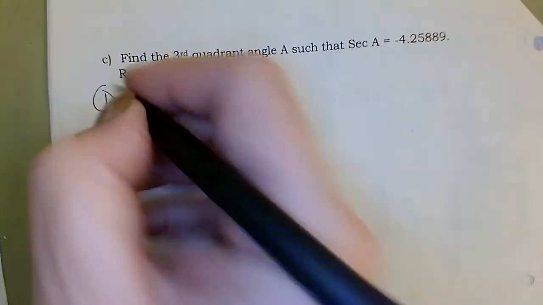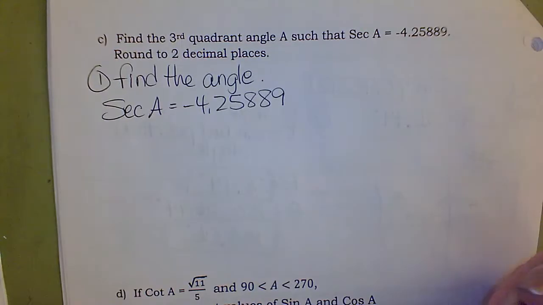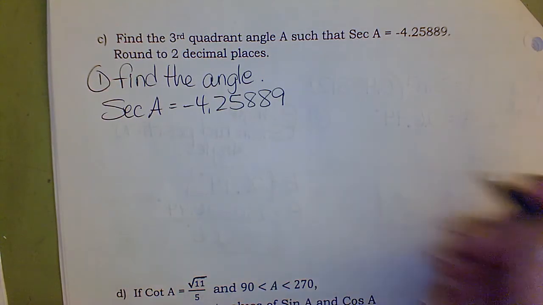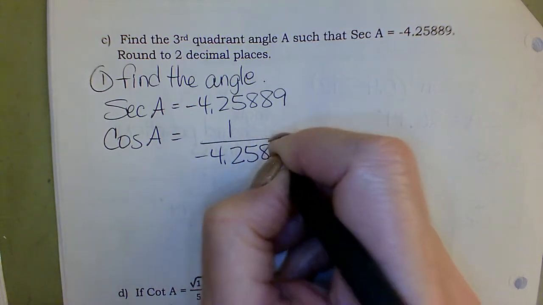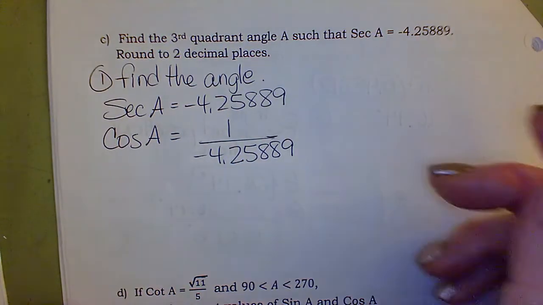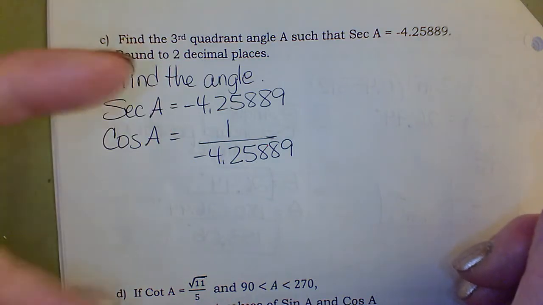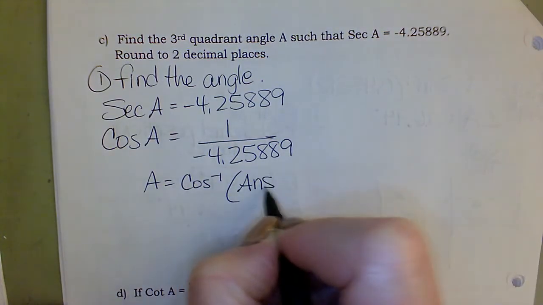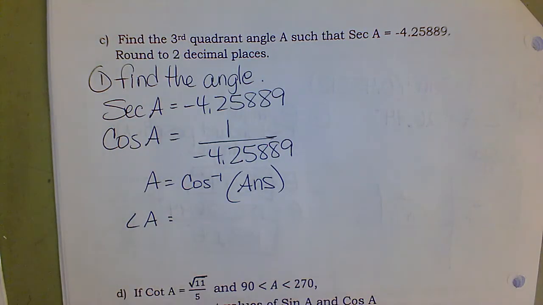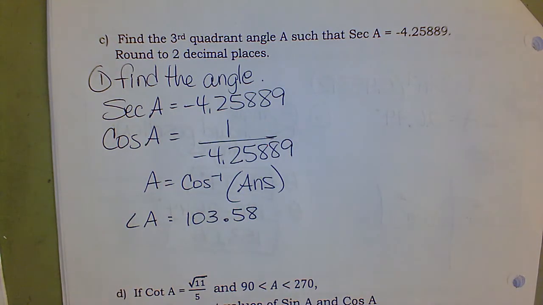But I'm working with secant A is equal to negative 4.25889. So secant is the reciprocal of cos. So I'm going to change it back to cos, but I have to go 1 over. I have to do the reciprocal of my other side. These guys are reciprocals of each other, and therefore I need to write their answers also in reciprocal form, which means flip it. A is going to now be cos to the negative 1 of that answer. And so angle A is going to be, when I punch it into my calculator, I get 103.58. Now we know that's not a reference angle because it's not acute.